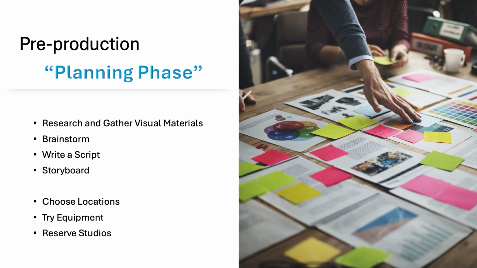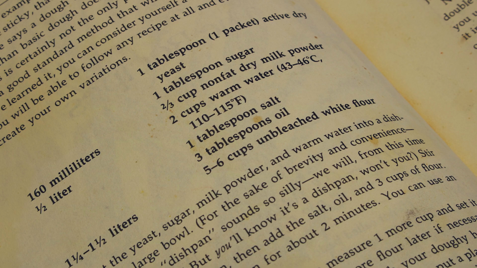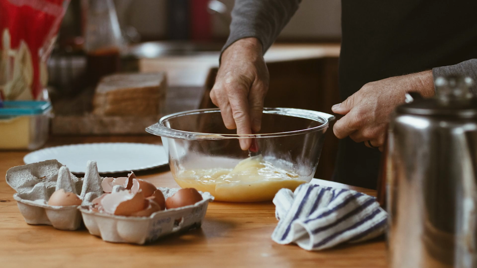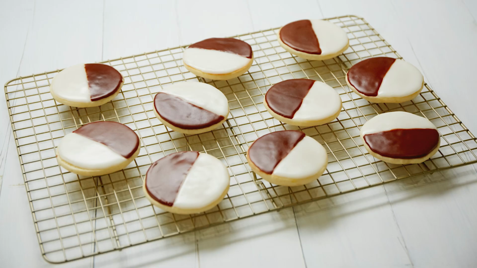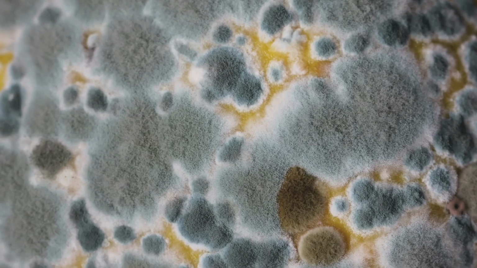In pre-production, we research, brainstorm, write a script, and then storyboard. We also choose locations, try out possible equipment, and reserve the spaces we need. It's like researching recipes online or in books, and then checking if you have the ingredients and the equipment you need to bake a cookie, let's say. Sure, you could skip your pre-production process if you want, just throw everything in a bowl, but your video might end up more like a pancake than a cookie, or even be completely inedible.